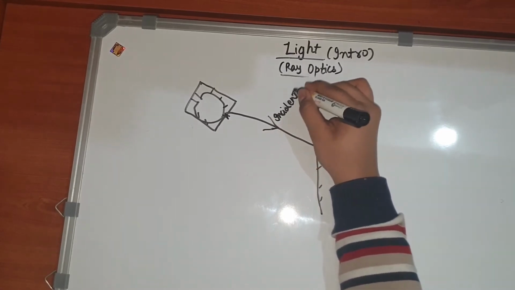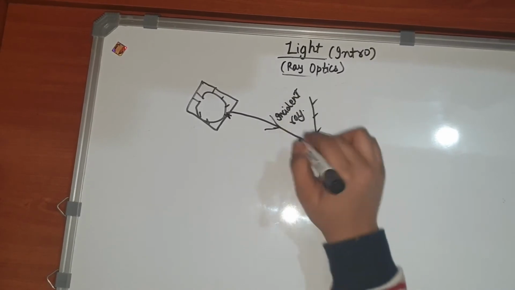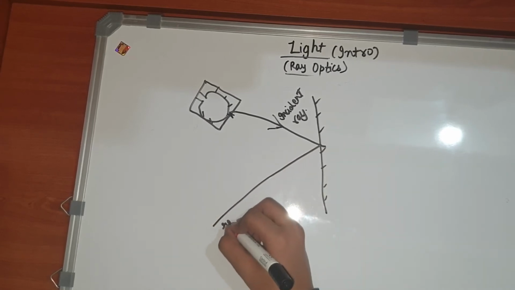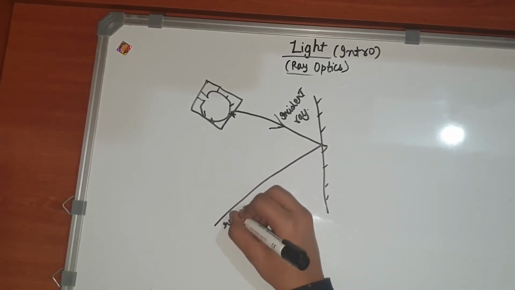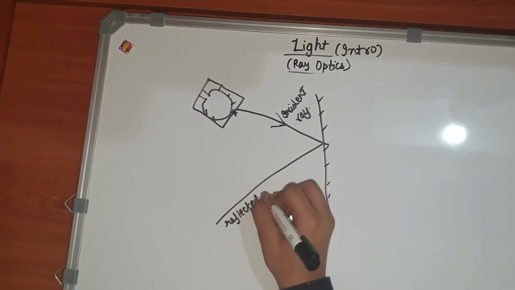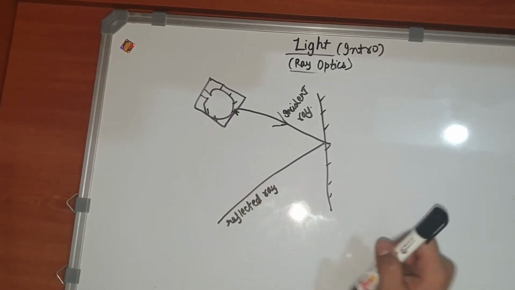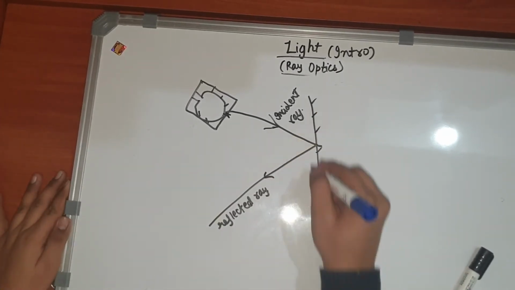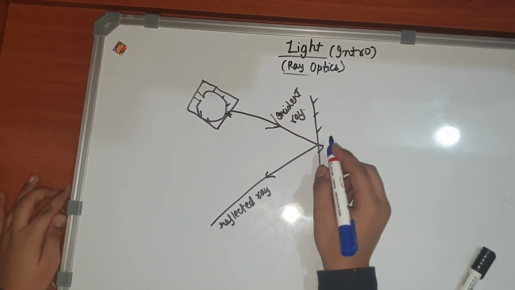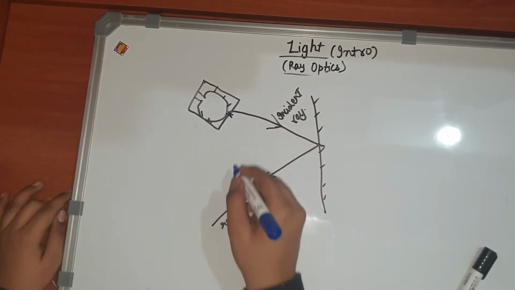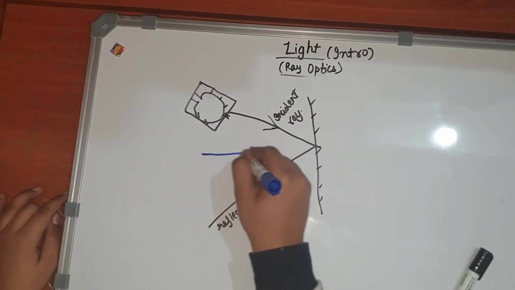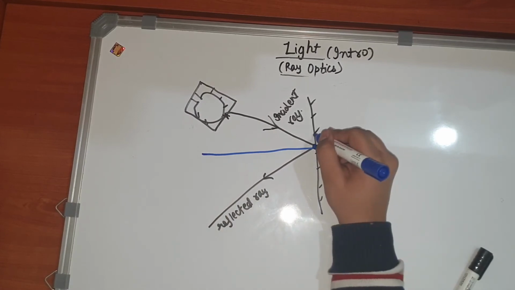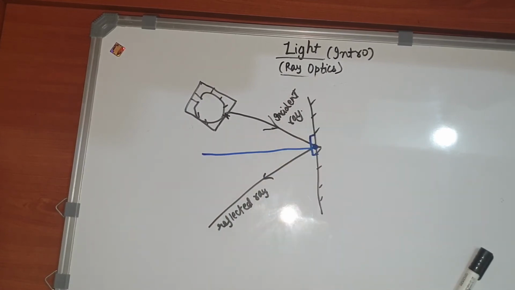Incident ray. And the ray which is reflected is known as the reflected ray. So in between we will draw a normal, which is perpendicular to this surface, to the plane mirror. So normal is an imaginary line. I'm not good at drawing straight lines. Oh yes, nice. So this is the normal which is perpendicular to this plane mirror.